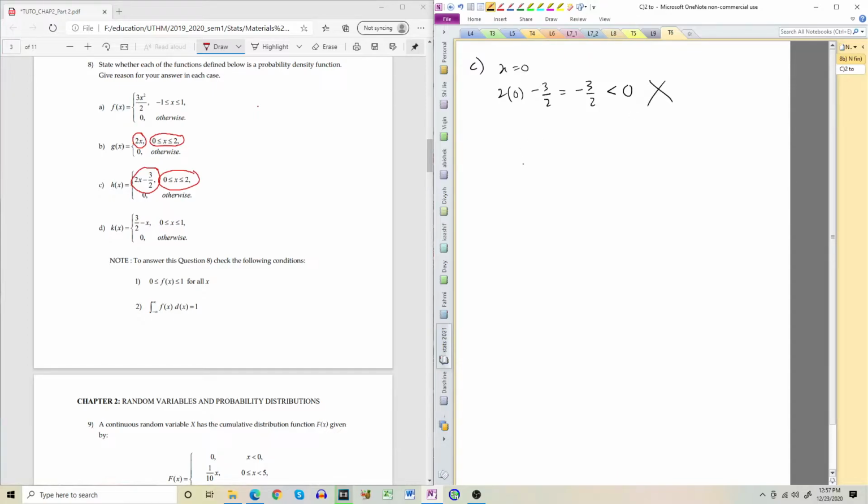Therefore h(x) is not a probability density function.